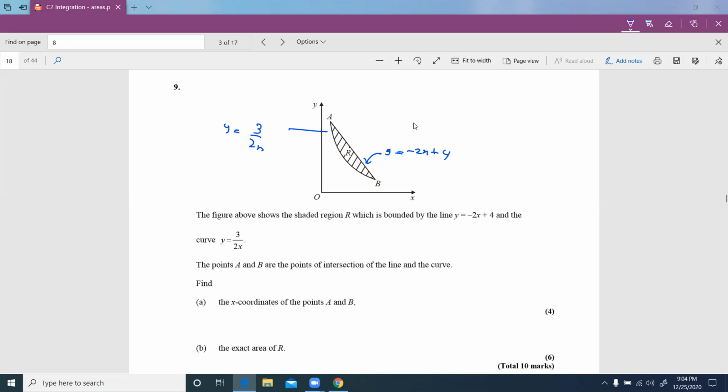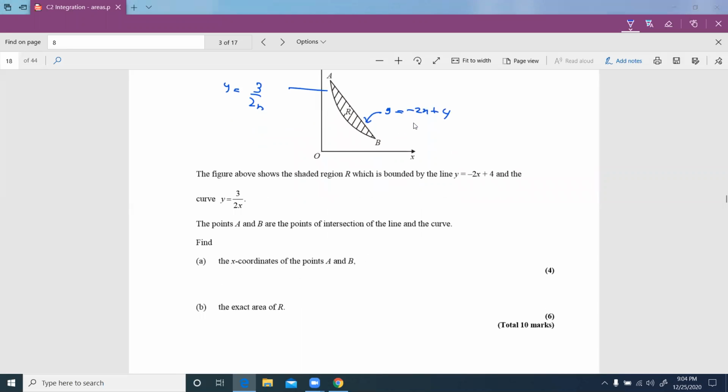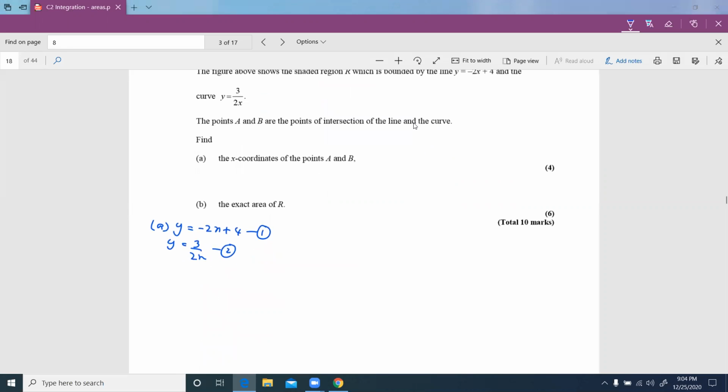Initially we need to find the coordinates of A and B. To find them, we have to solve the two simultaneous equations. So y equals minus 2x plus 4 is my first equation, and y equals 3 over 2x is my second equation. Both of them are y, so you equate the first equation into the second.